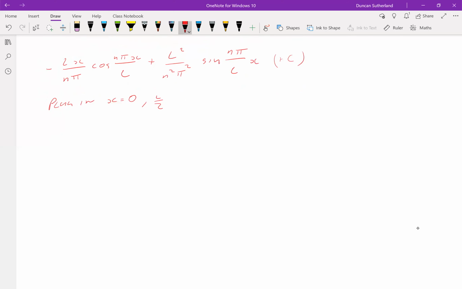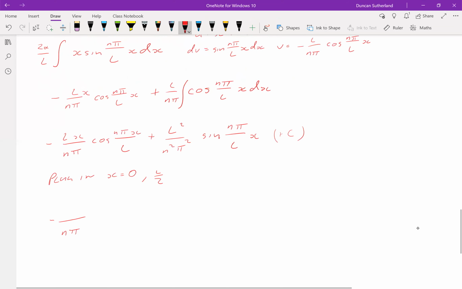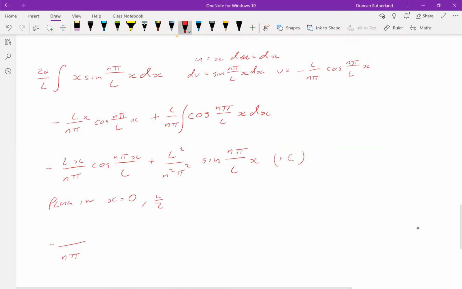Okay, so minus L on n pi. What happens when I plug that in? I'm going to get cosine of cosine. Oh, 0. Oops, I shouldn't just randomly cross that out, should I? Oh, and I should carry on my 2 alpha L.